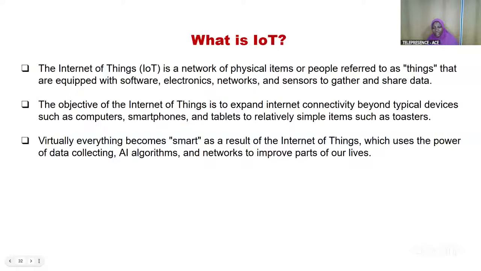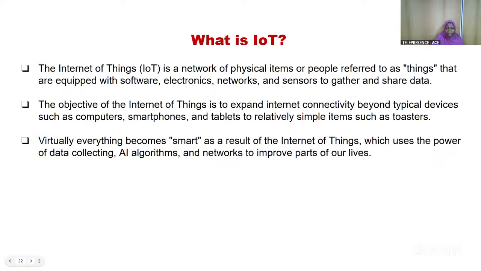If your phone is somewhere within the building, you could get somebody else to call your phone, so that you can have access to it. This is what we mean by IoT. We have a physical item or people that are referred to as things. And these are equipped with software, electronics, networks, and sensors that will gather data and also share the data. So in essence, we are looking for connectivity beyond typical devices, even to some other items within the office space.